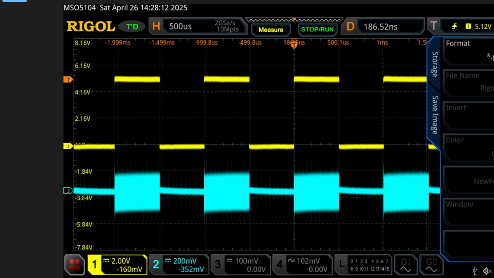This is a screenshot from an oscilloscope showing two traces. The yellow is the signal that the Arduino program is sending to the transmitter module. So that is the periodic change of symbols. And the blue trace is the one which is measured at the antenna. So this is the RF signal that is output at the antenna.